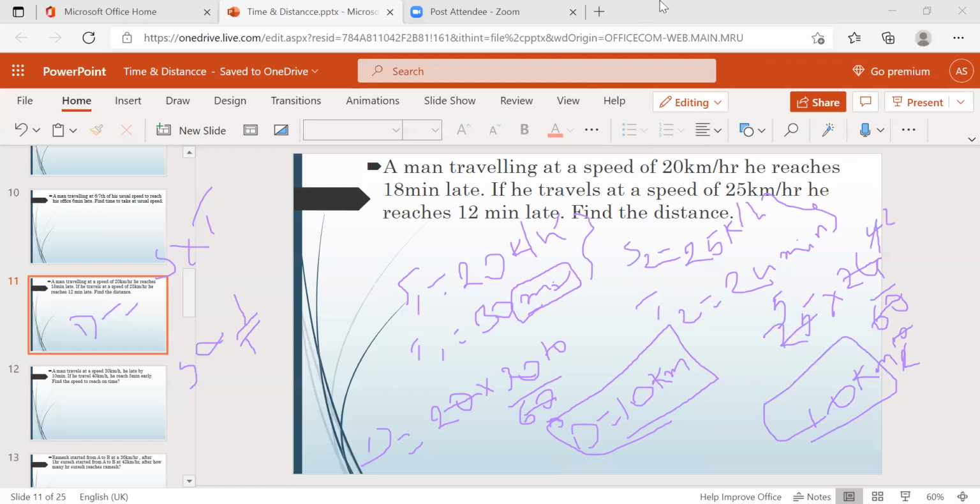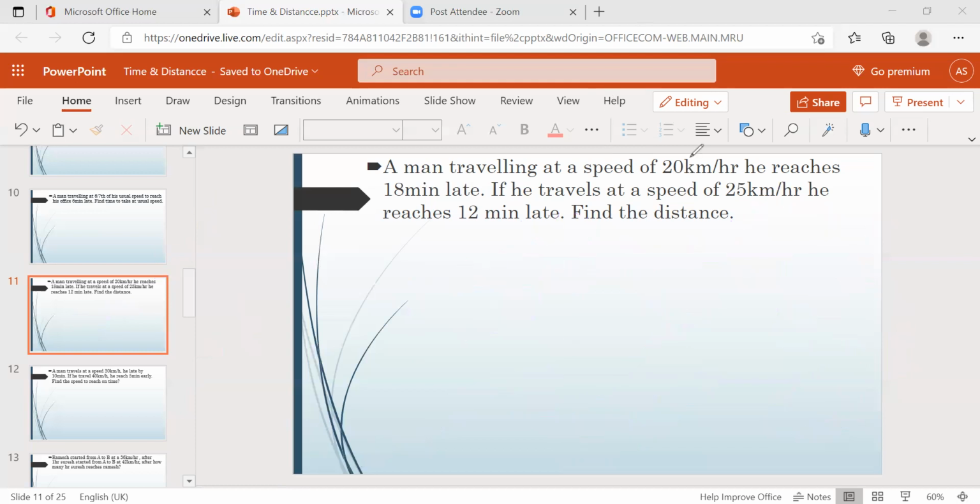Done? Okay. Now, for this type of question, I have one shortcut. That is one formula. People like formulas, so I'll give the formula also. What is that formula? If they ask for distance directly, there's no need to find time. So distance equals the formula, note it down.